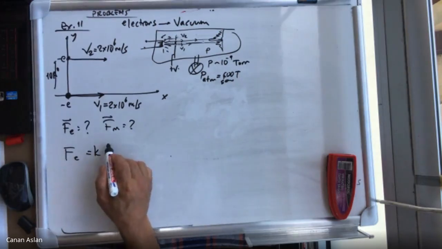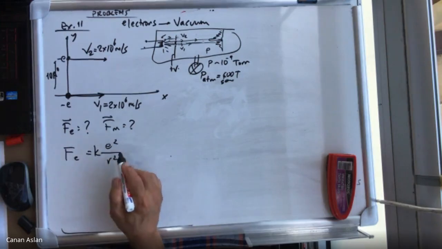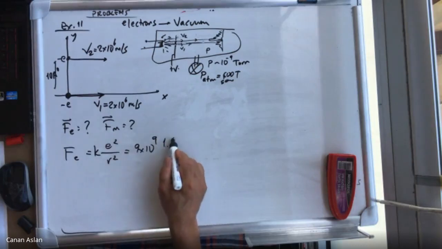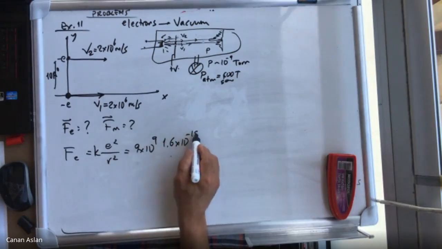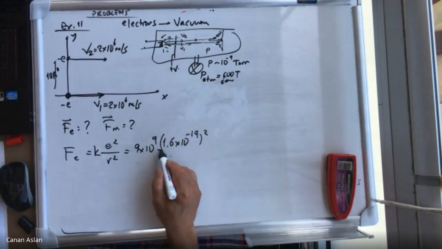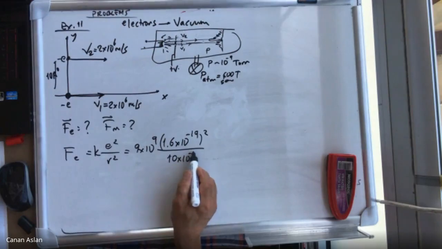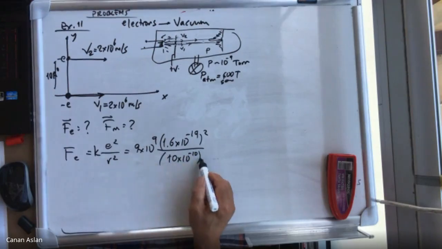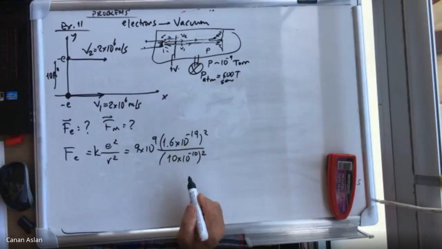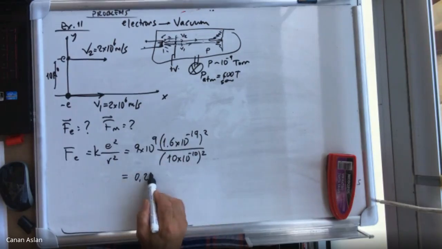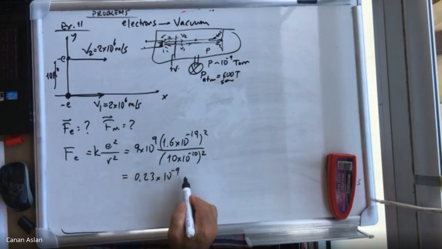So what is the electrostatic force? Electrostatic force is K times e squared over r squared. Now K is 9 times 10 to the 9. e, the electronic charge, is 1.6 times 10 to the minus 19, but you have to square it, divided by the distance. This is 10 angstrom, 10 times 10 to the minus 10 meters, so 100 nanometers, by the way. And you have to square that also. When you do this, you find the electric force as 0.23 times 10 to the minus 9 newton.